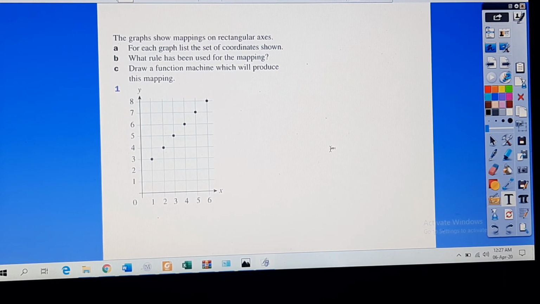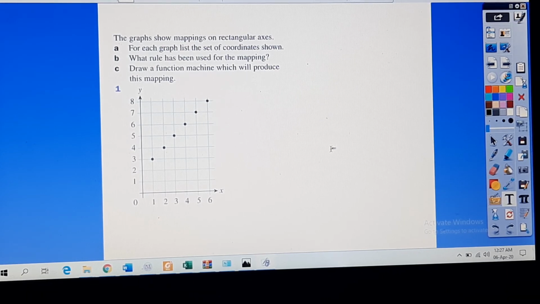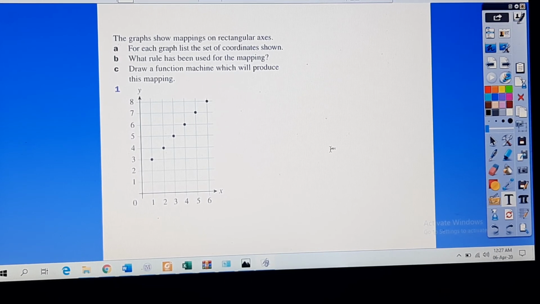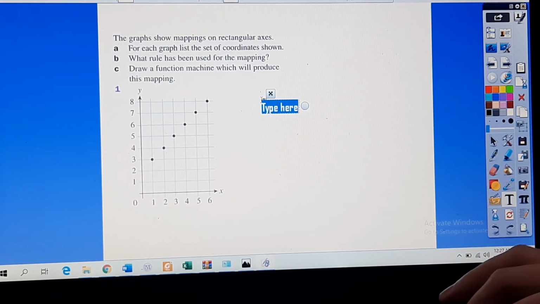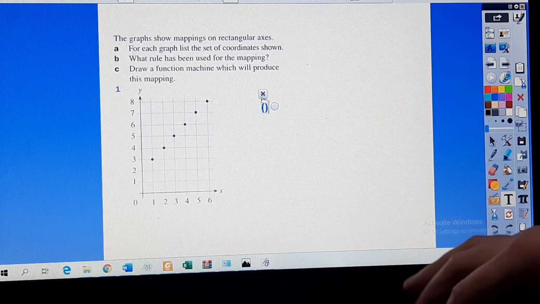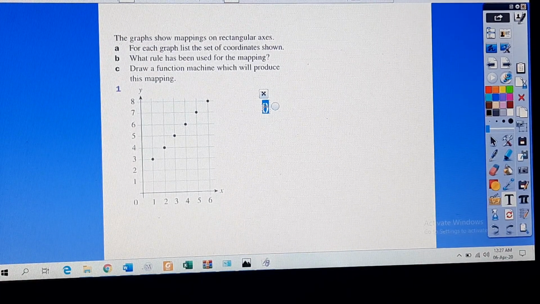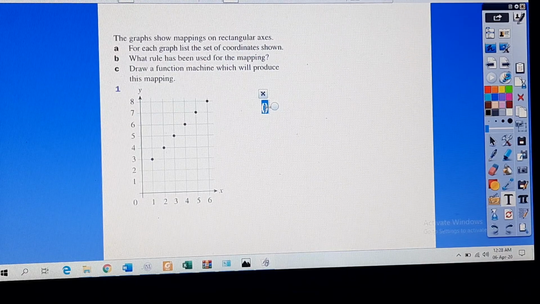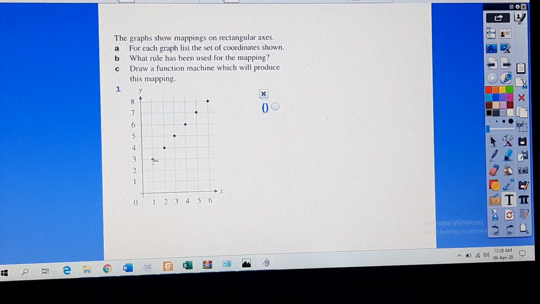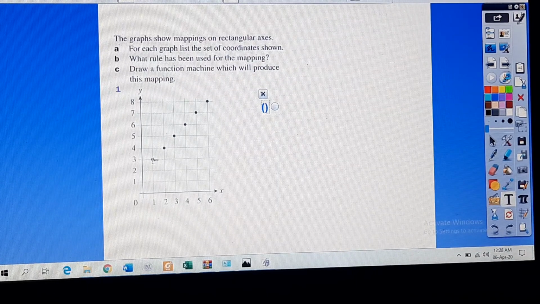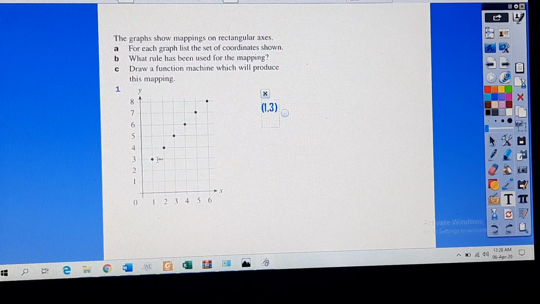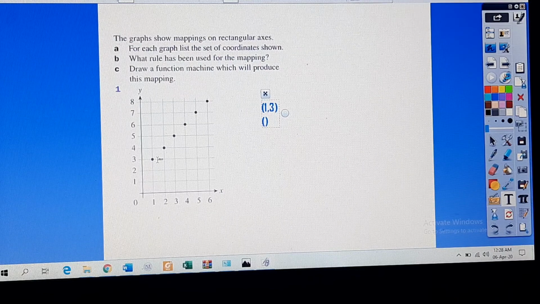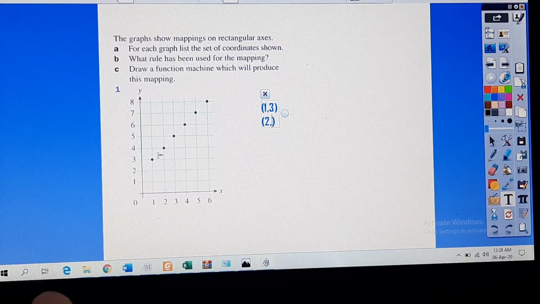So there are some points given on the coordinate system. If you join them, you'll see that they form a line. The first question is to list the coordinates. So the first one, this one, is (1, 3). You know how to show the coordinates. The second one is (2, 4).